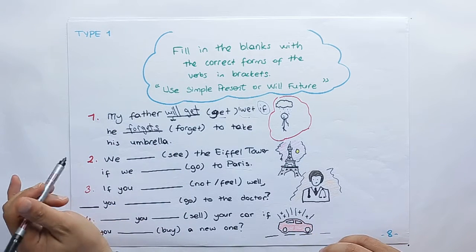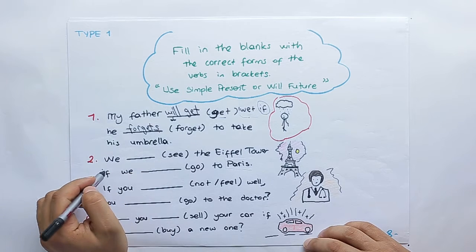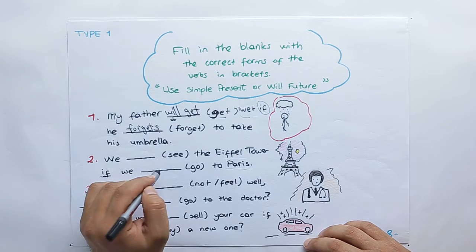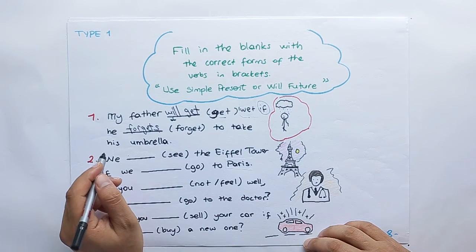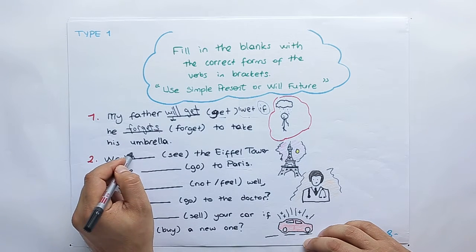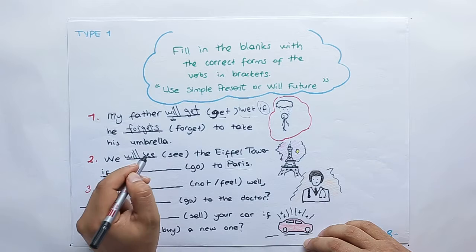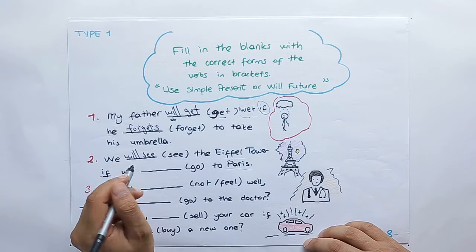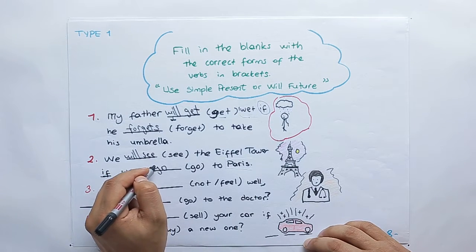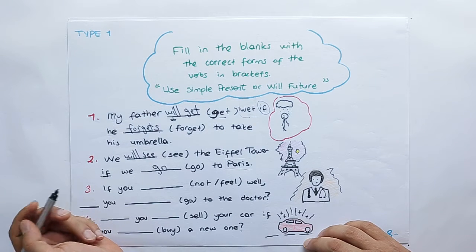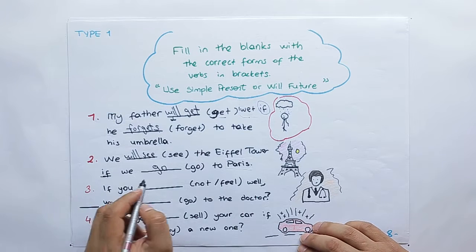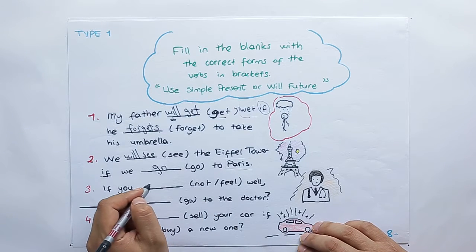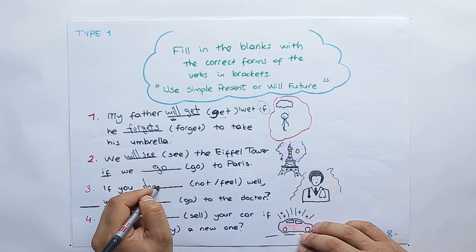Number 2, here. The Eiffel Tower, if, okay, after if you are supposed to use what? Simple present form. You know that here should be what? Future form. We will see the Eiffel Tower if we go to Paris. That's so easy.